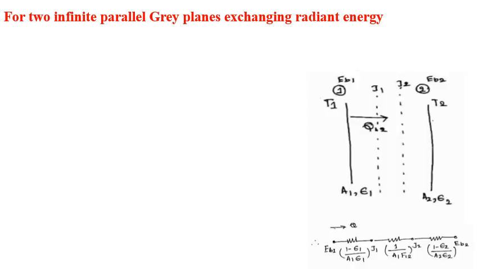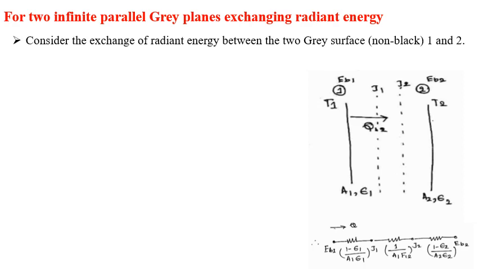Next we will derive some relations for two infinite parallel gray planes exchanging radiant energy, that is, radiation heat exchange between diffuse gray surfaces. Here, as I mentioned earlier, we have to make some assumptions: each surface in an enclosure is opaque, diffuse and gray, each surface of the enclosure is isothermal, and each surface is characterized by uniform radiosity and irradiation.